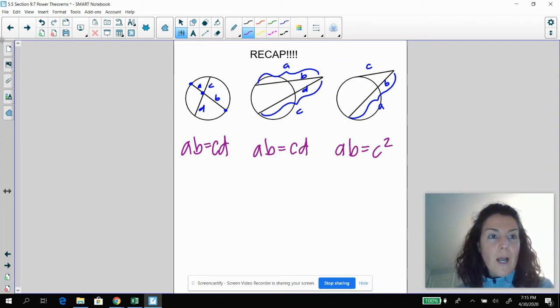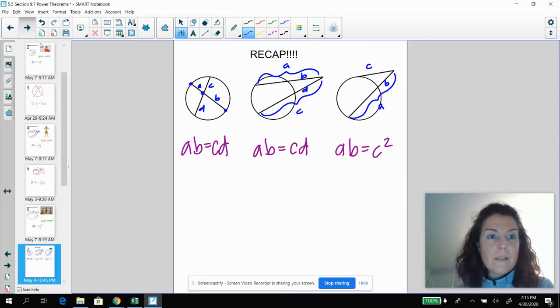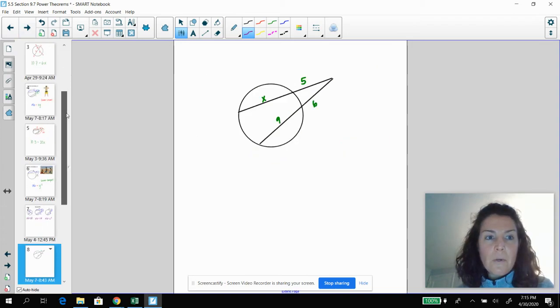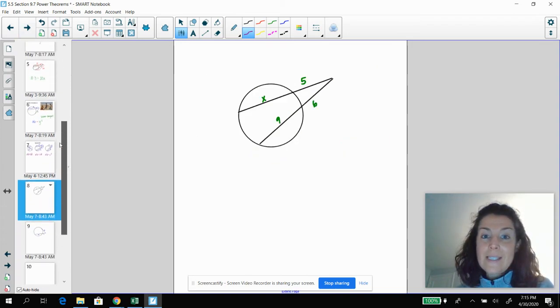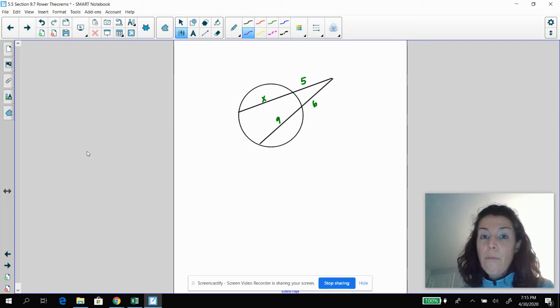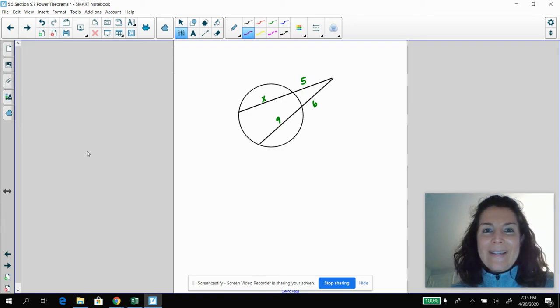All right, so let's do a couple of practice problems. So here is the first one. So this is secant. So it's going to be the whole thing times the outside is equal to the whole thing times the outside. Pause the video and see if you can do this. All right, we're back. So did anyone say x times 5 is equal to 9 times 6? Ah, you fell victim. That's a classic trap.